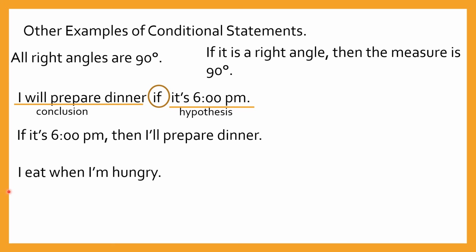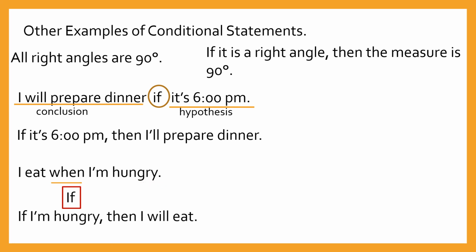Now, here's another one. I eat when I'm hungry. Look at the word here, when. There is no if here, but there is the word when. Actually, when is a replacement for if also. I eat if I'm hungry. I eat when I'm hungry. Which means that the if is again in the middle. And now, the hypothesis is if I'm hungry, which means that if I'm hungry, then I will eat. That's how you identify the hypothesis and the conclusion, and how to write in if-then statements.